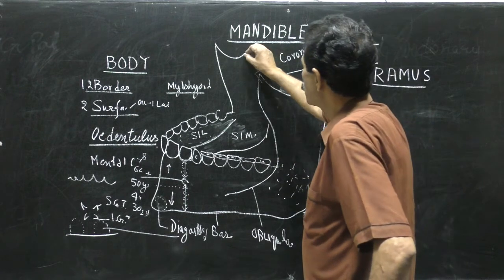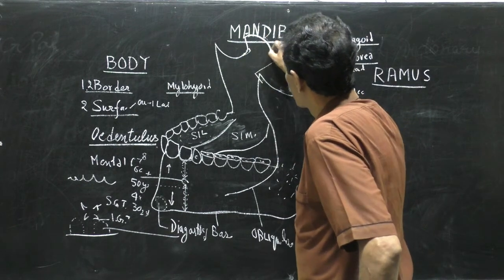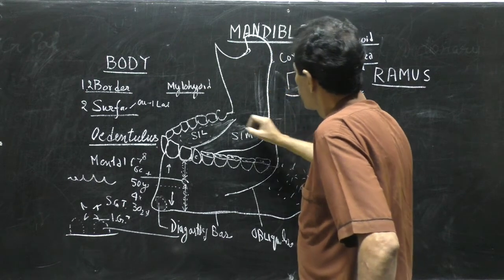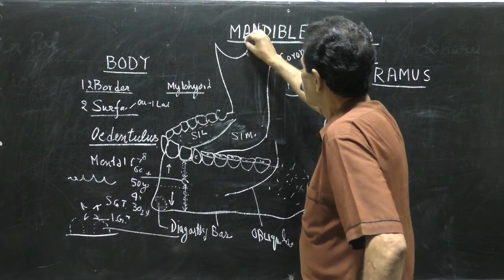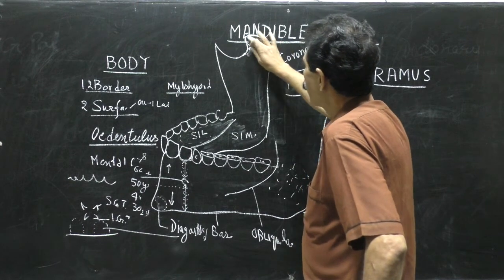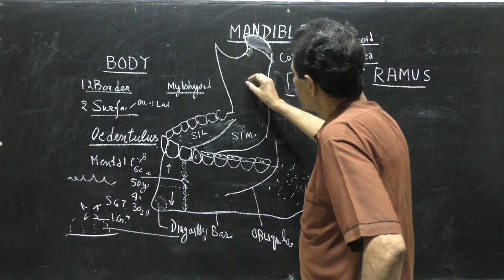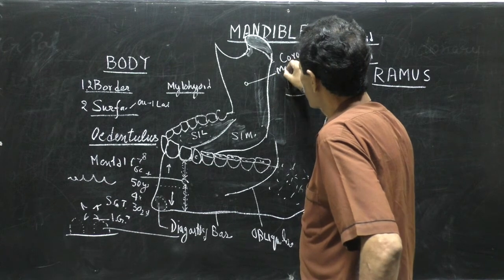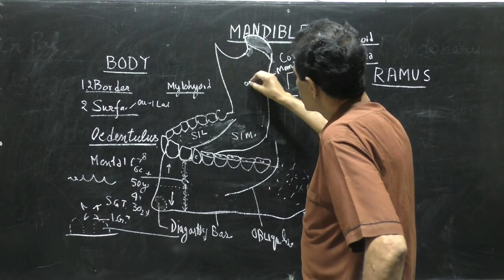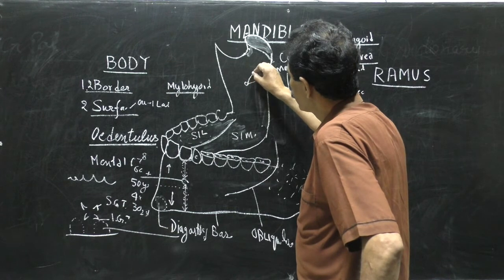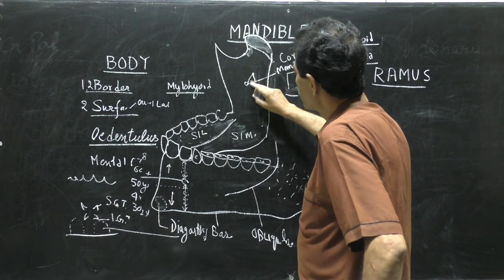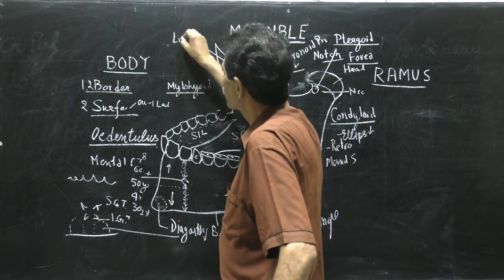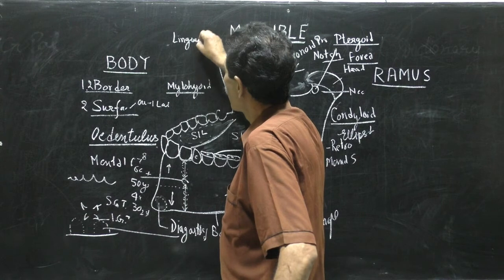The features of the medial surface. If we see the medial surface of the ramus of the mandible, we find there is a foramen which is called the mandibular foramen. And just above and posterior to this, there is a tongue-like projection, a bony spicule. This is called lingula because of the tongue-like shape.